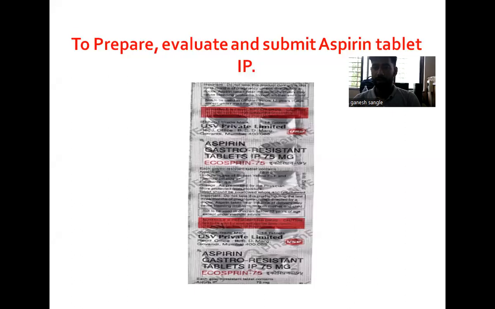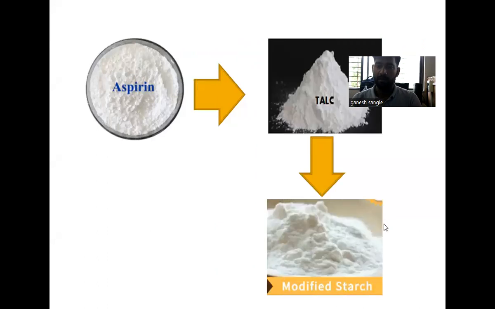This is the marketed formulation of aspirin tablets, Aspirin 75. Aspirin 75 indicates the active pharmaceutical ingredient, which is aspirin. It is 75 mg in quantity, and it is manufactured by US Private Limited.